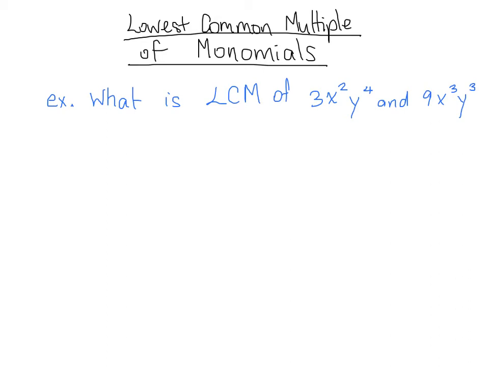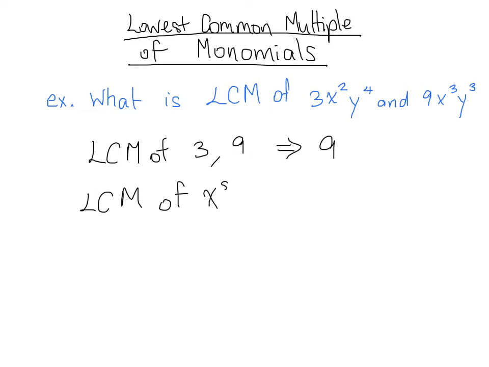So here we know the LCM of 3 and 9, that we know because we just practiced that. So the LCM of 3 and 9 is going to be equal to 9 because that's the lowest common multiple of both of them. Now I'm going to look at the x's.